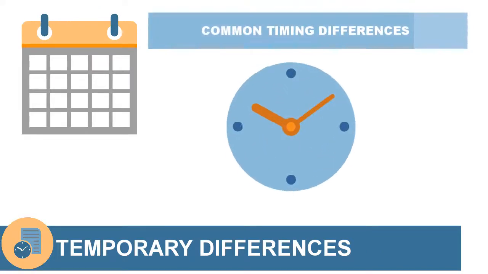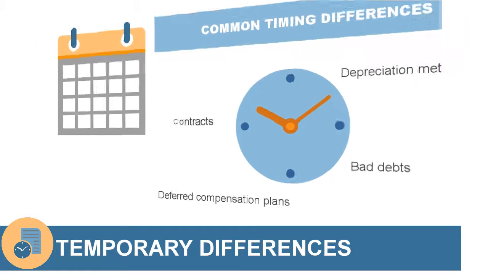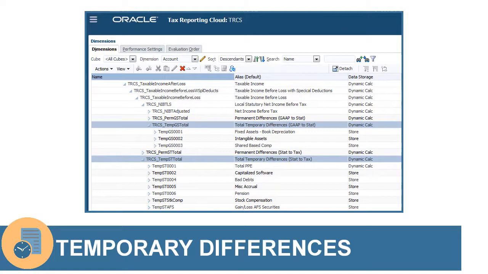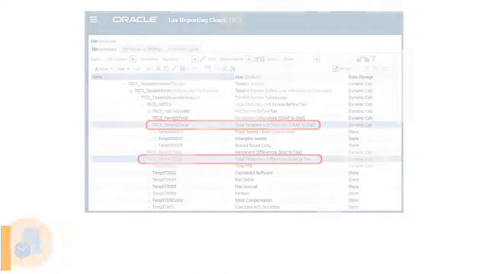Common timing differences include those relating to depreciation methods, deferred compensation plans, contracts, bad debts, and so on. These amounts are stored in members of the account dimension under TRCS Temp GS Total or TRCS Temp ST Total.